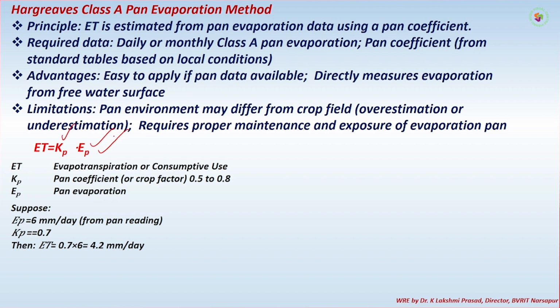What is Ep? It is pan evaporation. Knowing these two, we can find out what the evapotranspiration is. So these are the three methods. What are the three methods?